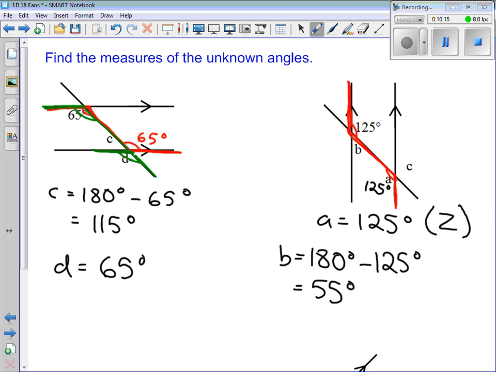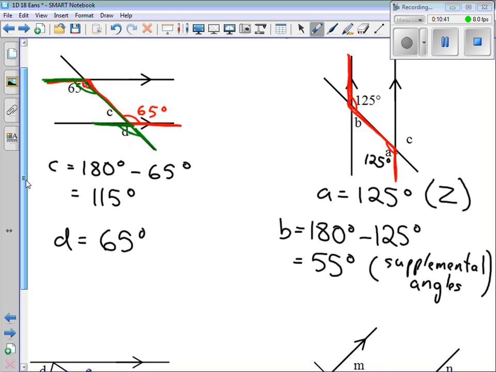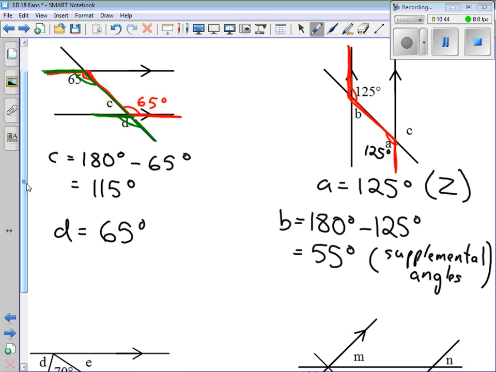Now, what's that property that those two angles have to add up to 180 degrees? What do we call angles that add up to 180 degrees? Supplemental angles, yeah. So we could just write in brackets here, supplemental angles, as a justification for why we're doing that. Okay, now we're down to the last one here, angle C. How can we figure out what C is going to be? Oh, I should have put 55 degrees on here. Okay, there we go. How can we figure out what C is going to be?